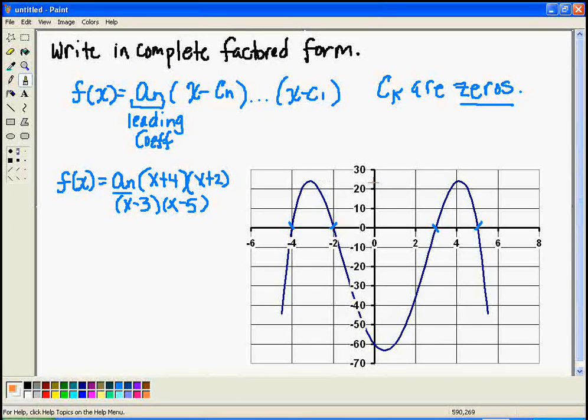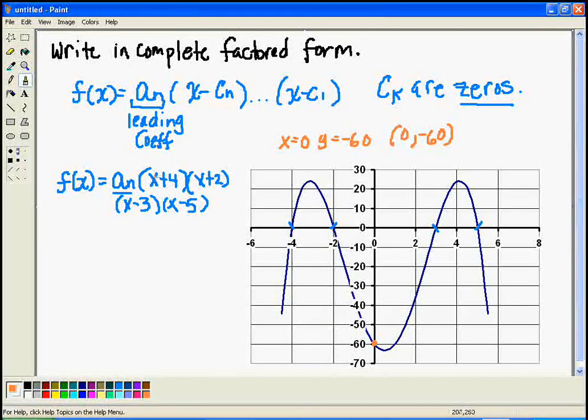Is it 25? Is it 24? I don't know. So I'm going to pick a point. The easiest one to use is when x equals 0, and you'll see why in a minute. So I'm going to use the point x equals 0, y equals -60, or the point (0, -60). Now, when my x equals 0, what am I going to do?